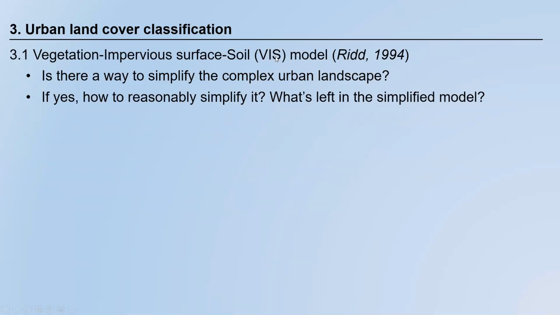So here is a widely used, very popular model by people who are interested in urban studies with remote sensing technology. It's called the VIS model. It was proposed by Ridd in 1994. VIS means vegetation, impervious surface, and soil, which means that we consider that there are only three land cover types in urbanized areas, which are vegetation, impervious surface, and soil.